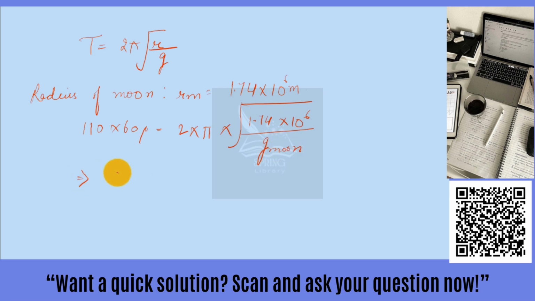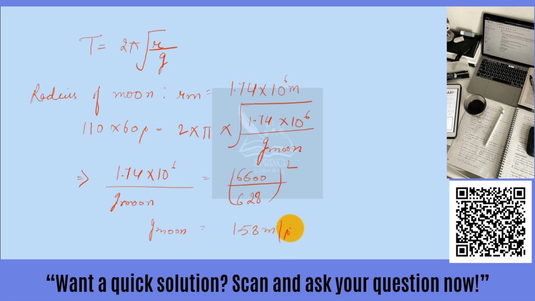Hence, we get 1.74 into 10 raised to the power 6 divided by gravity of the moon is equal to the whole term 6600 divided by 6.28. We get the gravity of the moon is equal to 1.58 meter per second square. Acceleration due to gravity on the surface of the moon is 1.58 meter per second square.